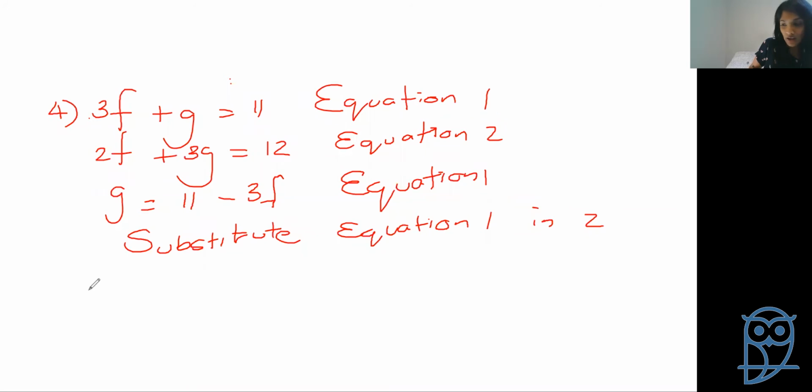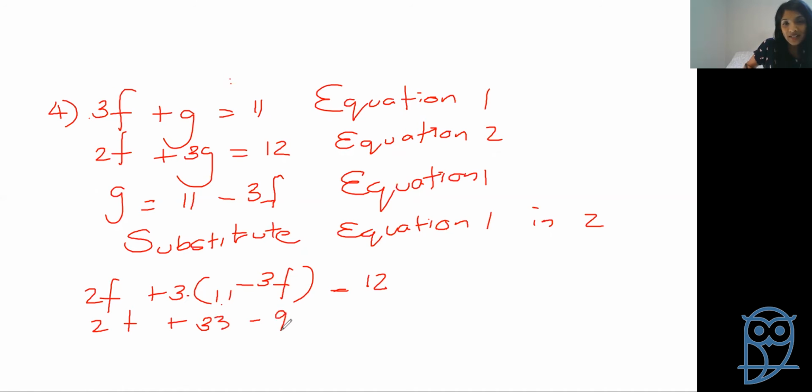We're going to say 2f plus 3 open brackets 11 minus 3f is equal to 12. 2f plus 33, because we're multiplying, minus 9f is equal to 12. So our answer here with 3 multiplied by 11 is 33. 3 times 3 is 9, and it is equal to 12.